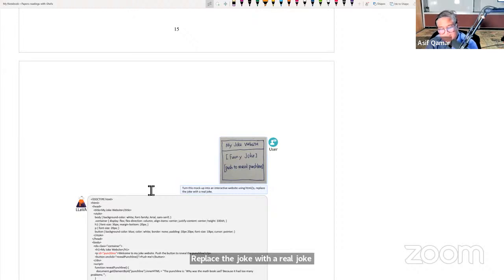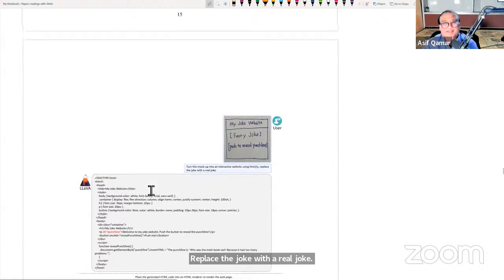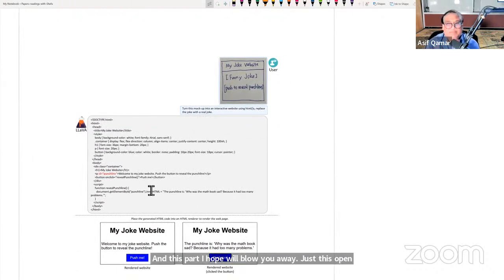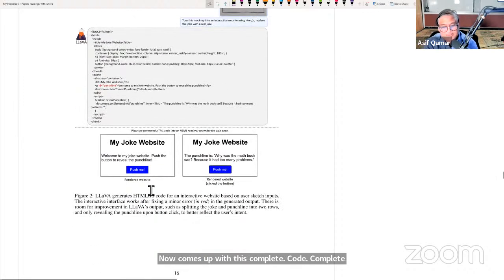And this part, I hope, will blow you away. Just this open source model, which has just been trained with this very simple mechanism, now comes up with this complete code. And this is how this website behaves. My joke website, welcome to my joke website. Push the button to reveal the punchline. And when you do that, the punchline is, why was the math book sad? Because it had too many problems.